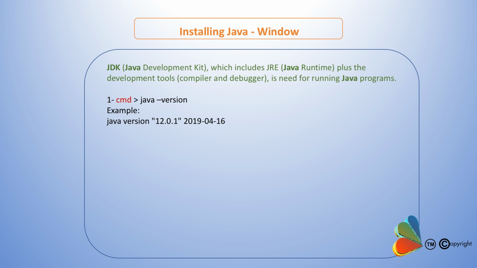Check and find out if you already have Java JDK on your computer. From the CMD line, type java -version. If Java was installed, it will display the Java version.